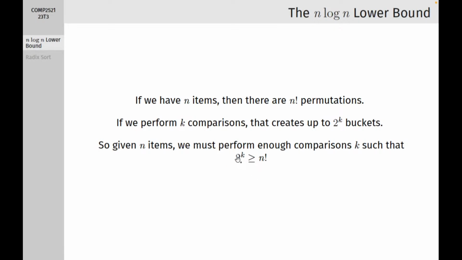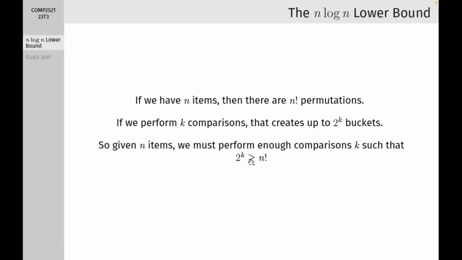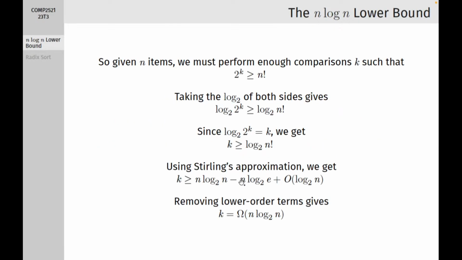So 2 to the power of k, that's the number of buckets. That has to be greater than or equal to n factorial, which is the number of permutations. So basically, we're trying to solve for k here. There's just some involved math here to actually work it out. You don't need to fully understand this, but I'll talk you through it. So we need to find k such that 2 to the k is greater than or equal to n factorial.